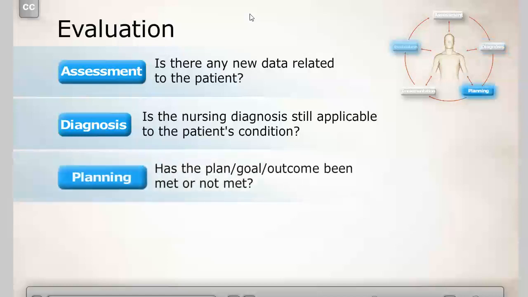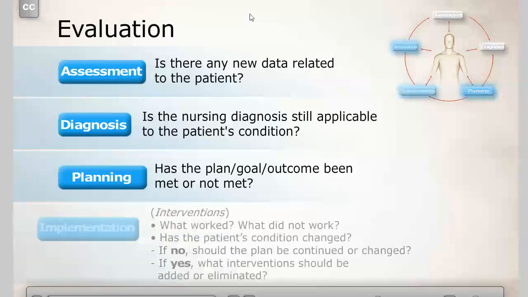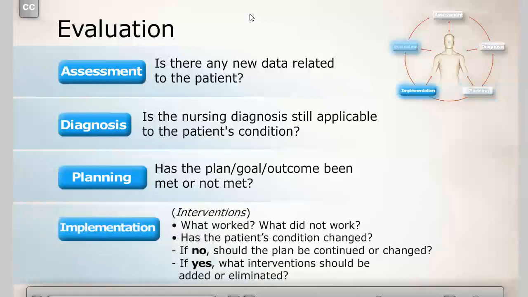Review the plan, goals, and outcomes. Have they been met or not met? Determine whether to continue the care plan as is or to make changes. Determine which interventions worked and which did not. Consider whether the patient's condition has changed.